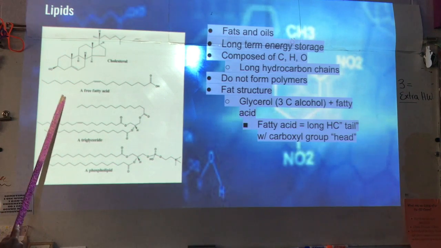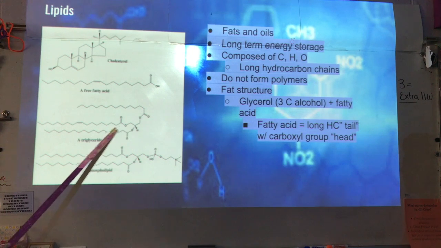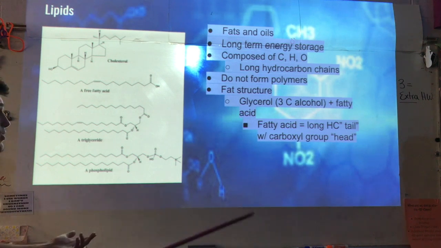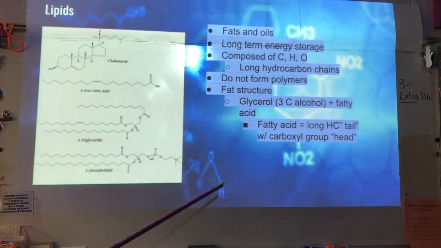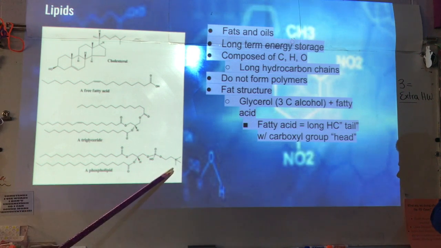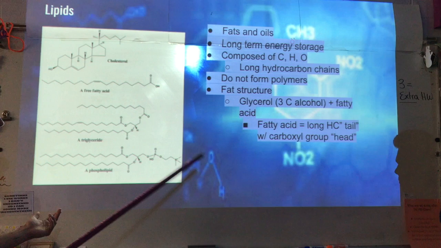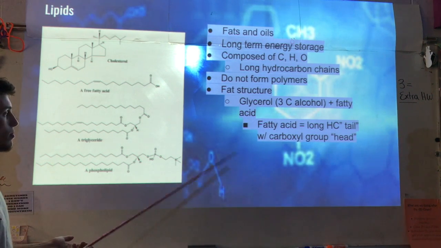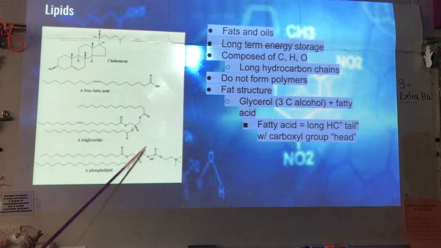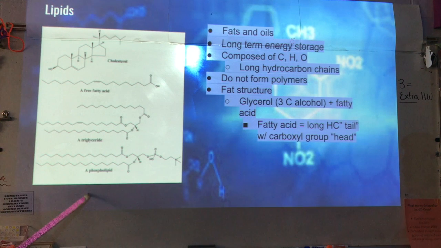And lipids, you can take a look at this diagram here. They have long tails. Lipids are your fats and oils. Like I was saying before, lipids are good for your long-term energy storage. They're comprised of your carbon, hydrogen, and oxygen. They're long hydrocarbon chains. They do not form polymers. They're in a fat structure, and the glycerol is the 3-carbon alcohol plus fatty acid, and the fatty acid is the long hydrocarbon tail with the carboxyl group head. So you can see that in this diagram. If you want to take a pause to take a look at this, that's going to be important moving forward.